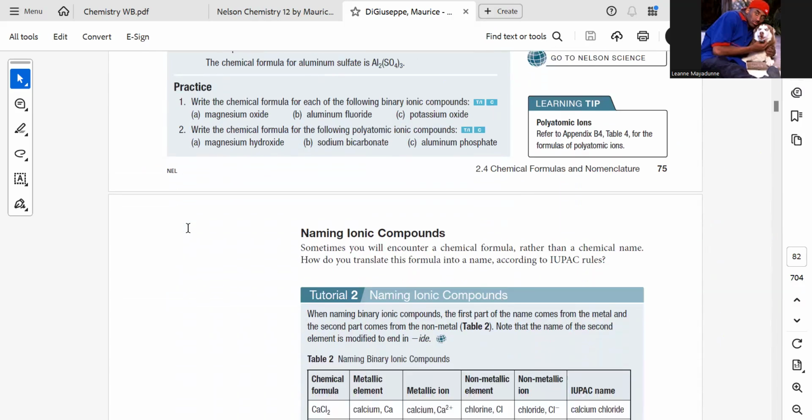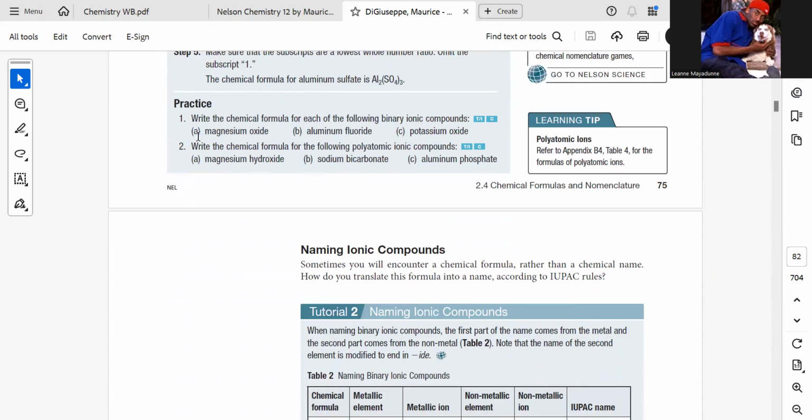Now, can you try these compounds? Practice this first and second. Okay, don't do the second one because these are oxyanions and I have not covered those. But do just this, first A, B, and C.